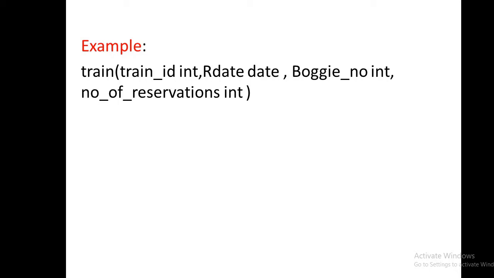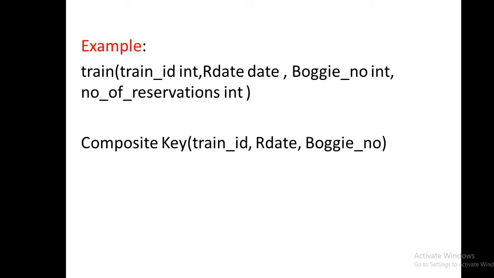So what will be the composite primary key of that table? Here it is. It is the combination of three fields: train ID, comma, reservation date, comma, bogie number. Individual fields can be repeated, that is, train ID can be repeated, reservation date can be repeated, because we may have multiple reservations for the same date of the same train and also for the same bogie number, but that combination will not be repeated. For example, train ID 1, some reservation date, and the bogie number as 1. So this combination will become the composite primary key.